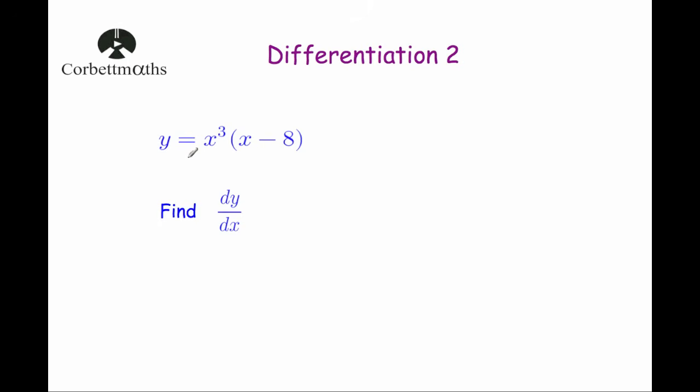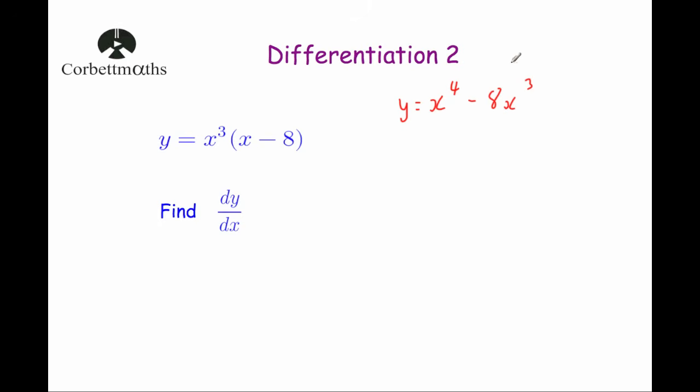So we've been given y equals x cubed bracket x minus 8, and we've been asked to find dy by dx. Now on first inspection this looks quite difficult, but actually if we expand the brackets it turns out to be quite straightforward. So let's expand the brackets to begin with. So y equals, expanding, so x cubed times x would be x to the power of 4, and x cubed times minus 8 would be minus 8x cubed.